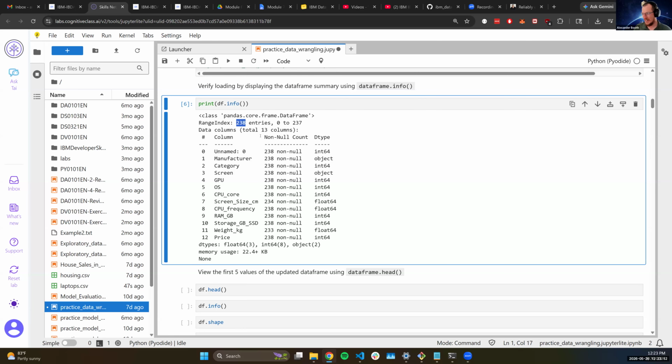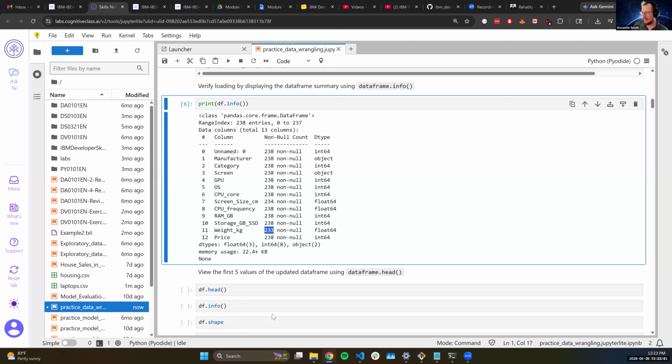They're all not null. So for example, how you would read this: manufacturer has 238 non-null values, and since there are only 238 rows, that implies that every row has a manufacturer. Contrast that to screen size and weight, which are missing 4 values and 5 values, respectively. So we do have some missing data that we need to figure out. Do we drop the rows? Do we impute them? We'll have to deal with that downstream.